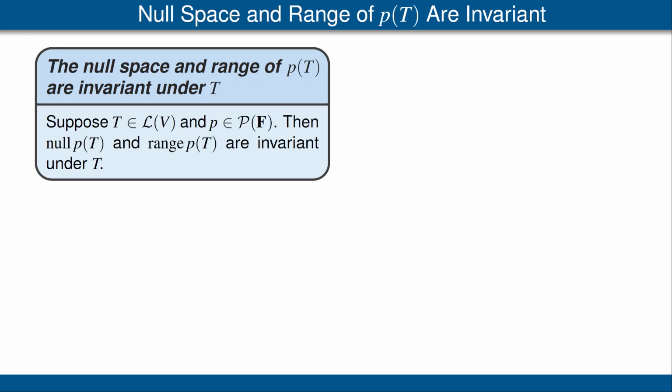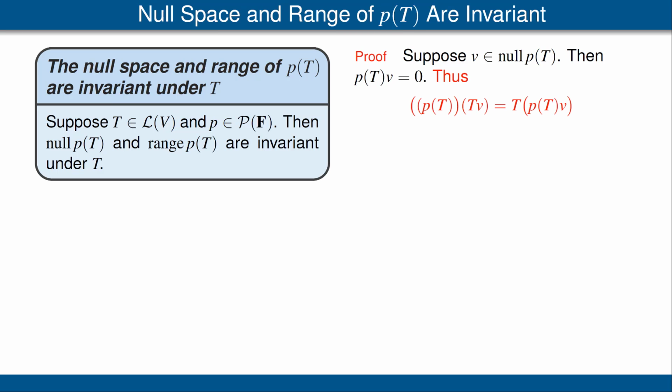This is fairly easy to prove. Let's look at the proof. First, we'll prove that the null space of P of T is invariant under T. To do this, let v be a vector in the null space of P of T. Of course, that means that P of T applied to v is equal to 0. We want to see if T of v is in the same space. So we look at P of T applied to T of v. The key point here is that any polynomial in T commutes with T.